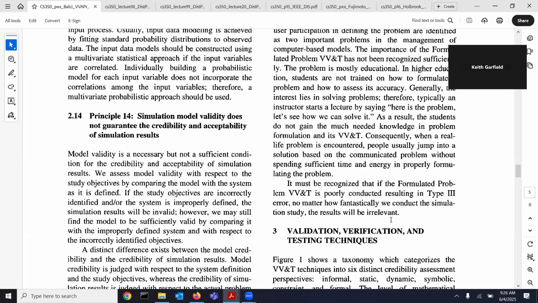Now, having said all of that, in this class, the verification and validation portion of your project is minimal, right? Because we don't have time for it. We only have 6 weeks. So how are you going to do verification and validation?